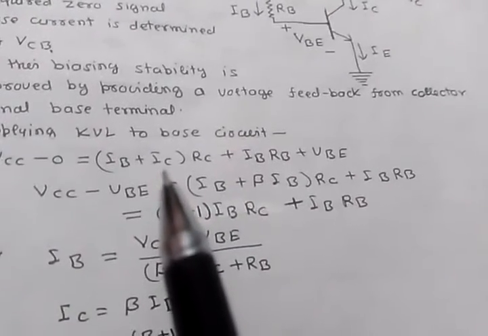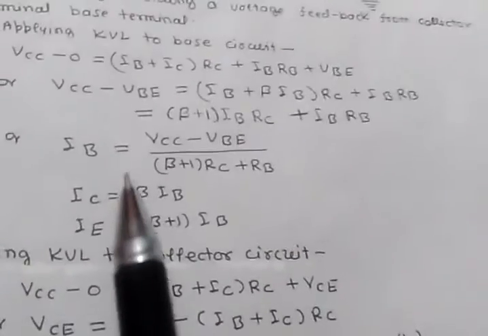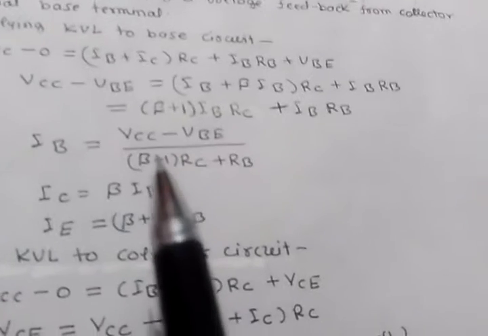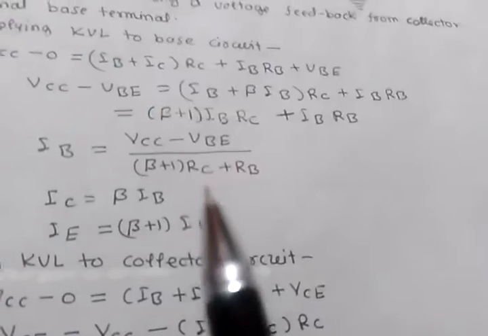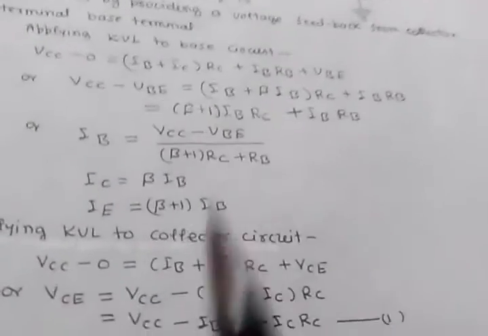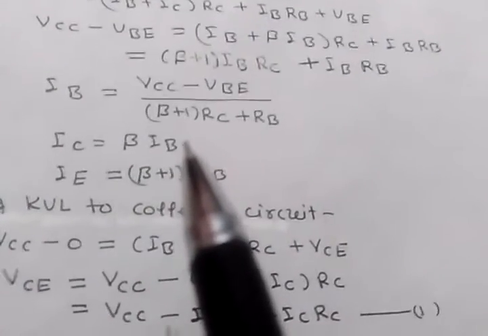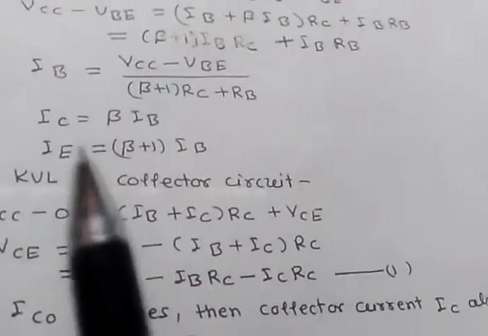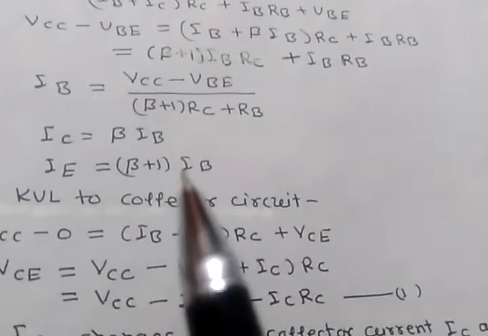Now in place of IC we will write beta IB. So we can simplify this expression for IB like this: IB equals VCC minus VBE upon beta plus 1 into RC plus RB. So this is the expression to calculate the base current. We know IC equals beta IB. In this way we can calculate the collector current. Emitter current can be calculated by IE equals beta plus 1 IB.